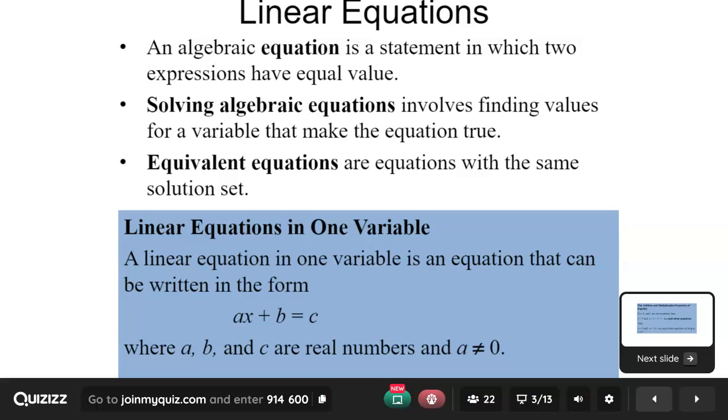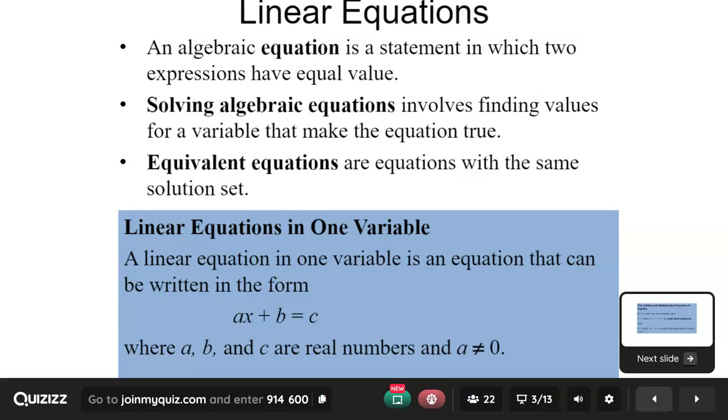Equivalent equations are equations with the same solution set. So we may have different coefficients, we may have different constants, but if they give us the same solution, the variable is the same solution, then the equations are considered equivalent.